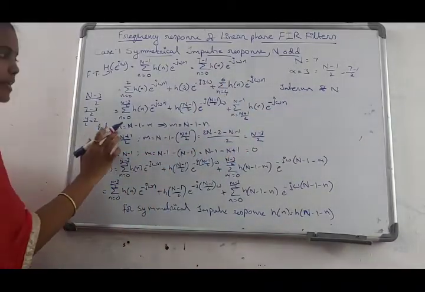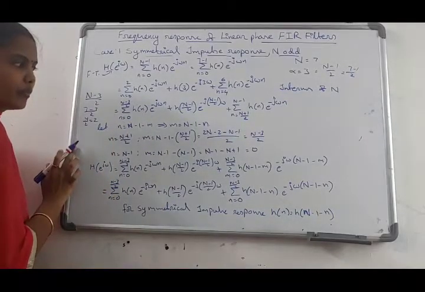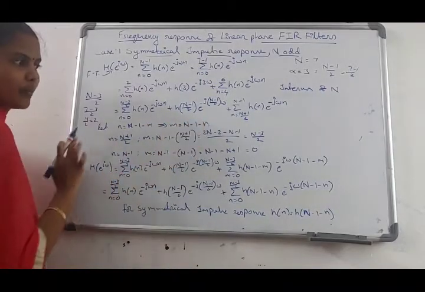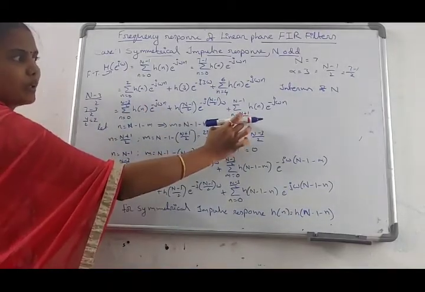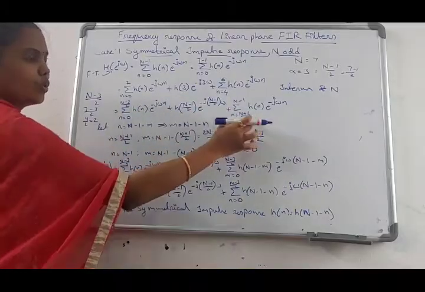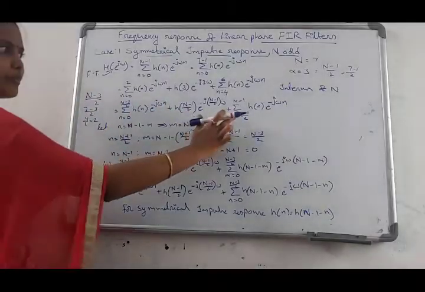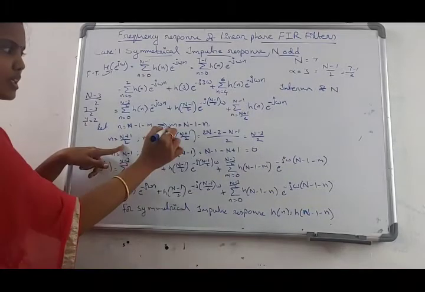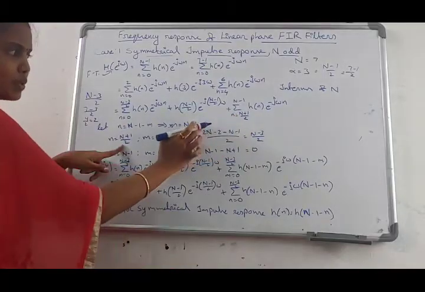Let me consider small n equal to N minus 1 minus m. So in this, m is equal to N minus 1 minus n. See the limits, N plus 1 by 2 to N minus 1. In order to equate these two limits, I am considering the first limit, N plus 1 by 2. So in this equation, substitute the n value as N plus 1 by 2.